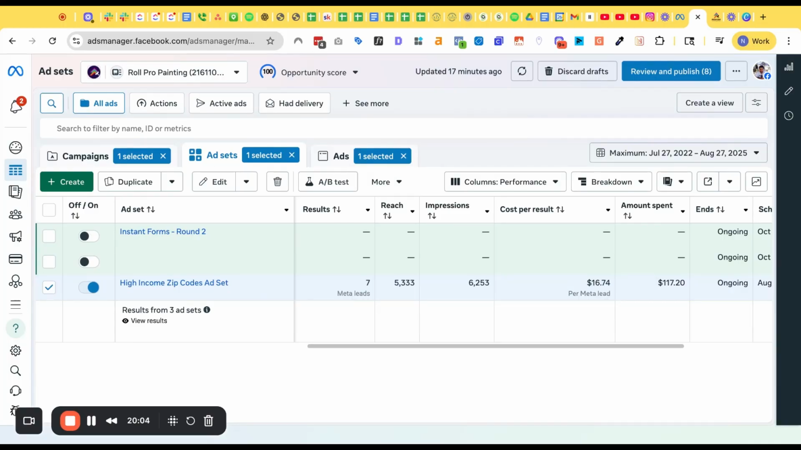So again, power of Facebook ads case study. In about 2 days, 7 leads at about $16 per lead, about 4 estimates scheduled, and 1 closed job.